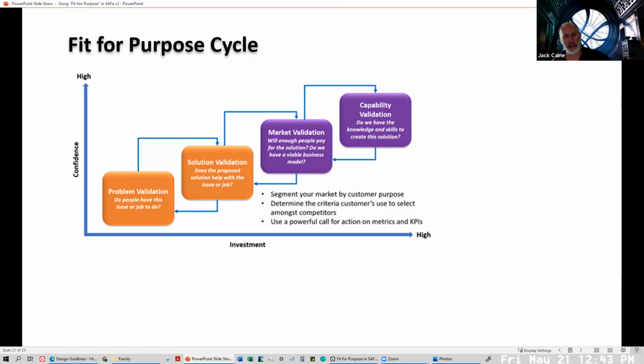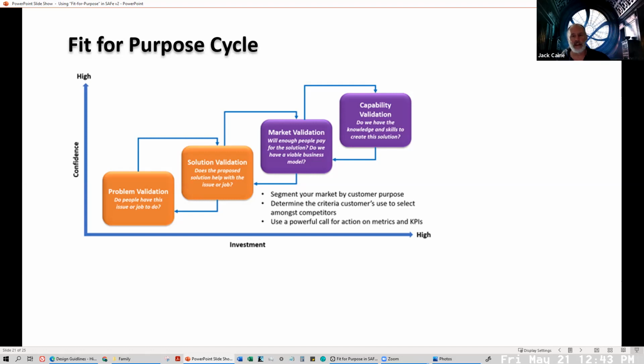First, we have to understand what the problem is. Do people have this issue or job to do? Then we have a solution validation, which is, does the proposed solution help with the issue or the job? Design thinking always says, we want to understand the problem before we go to the solution, right? And then market validation: will enough people pay for the solution? Do we have a viable business model? And then the capability validation: do we have the knowledge and skills to create the solution?